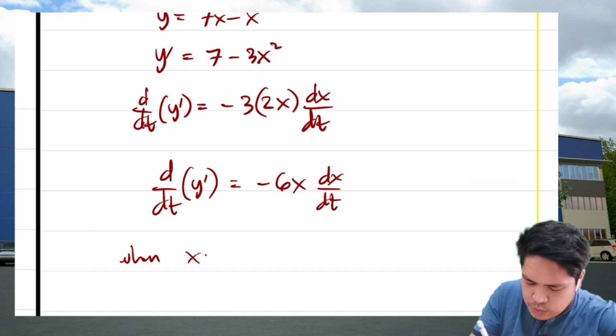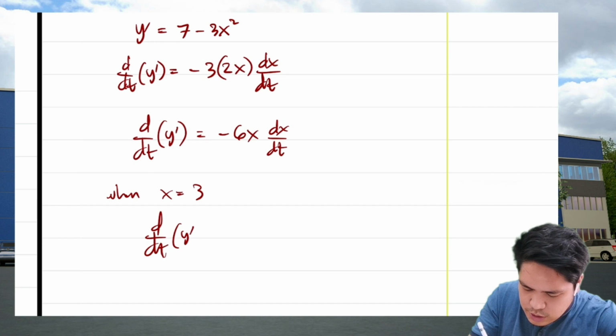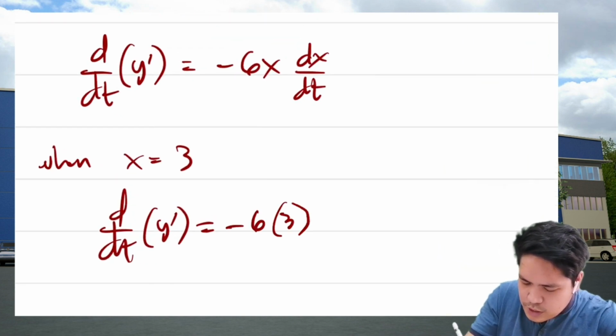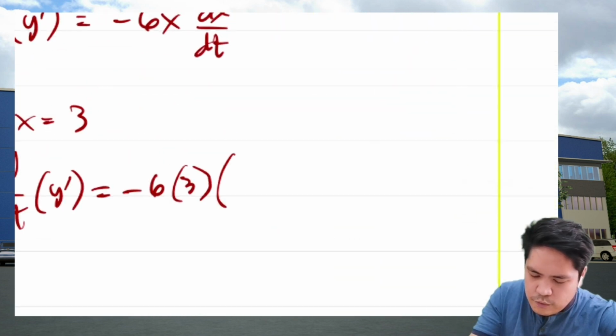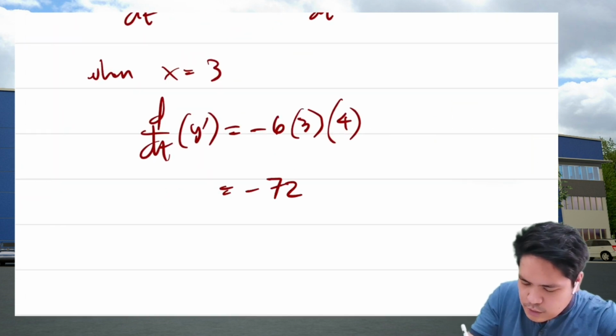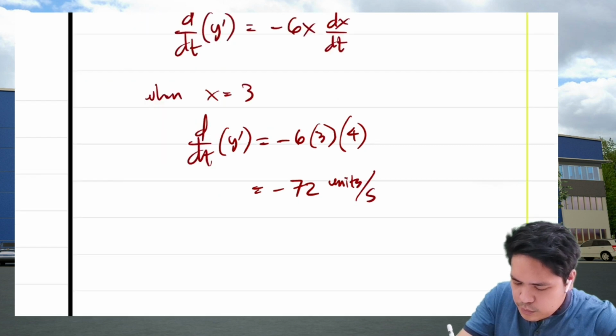Again, so when x is equal to 3, d over dt of y prime is equal to negative 6 times 3 times dx over dt given 4 units per second. So times 4. So the answer is negative 72 units per second.